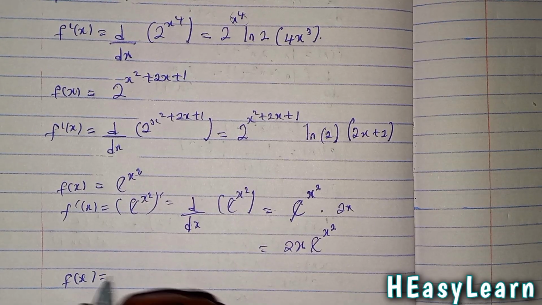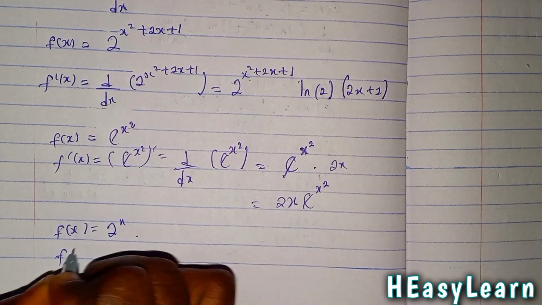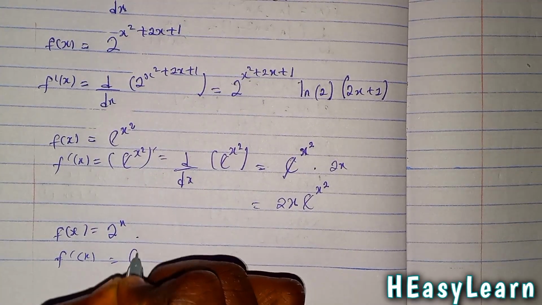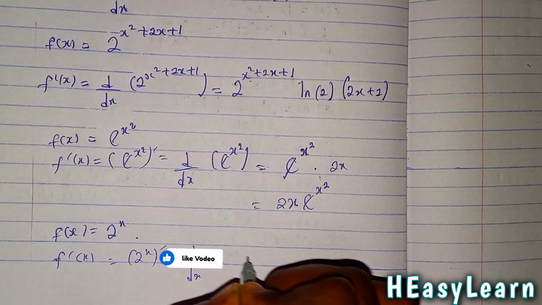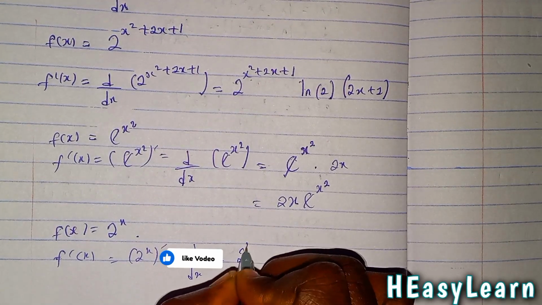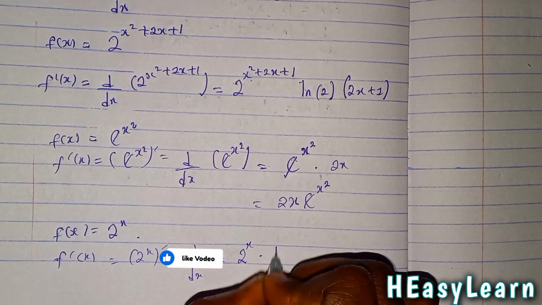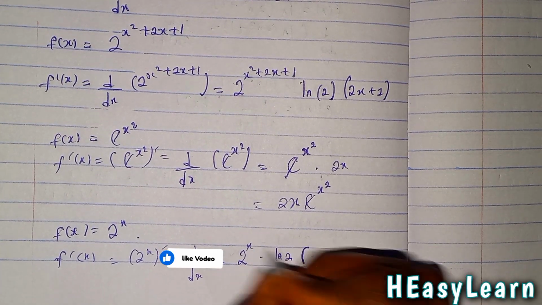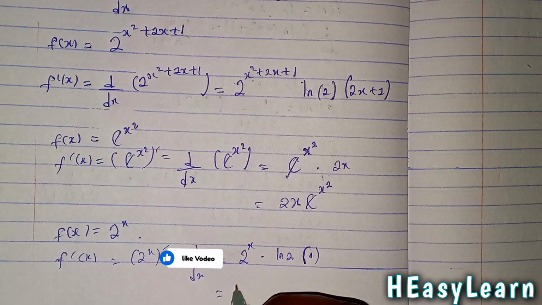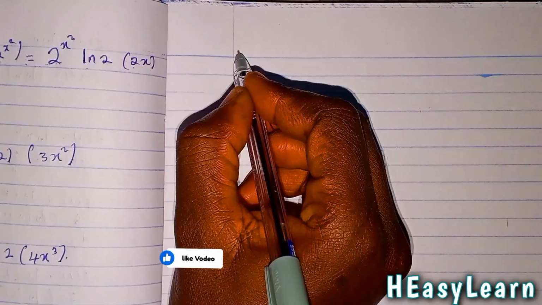F of x equals 2 to the power of x. What is the derivative of this function by first principle? d dx of the function 2 to the power of x multiplied by the ln of the base, ln 2, multiplied by the derivative of the power, which is just 1. This is the same thing as 2 to the power of x ln 2.